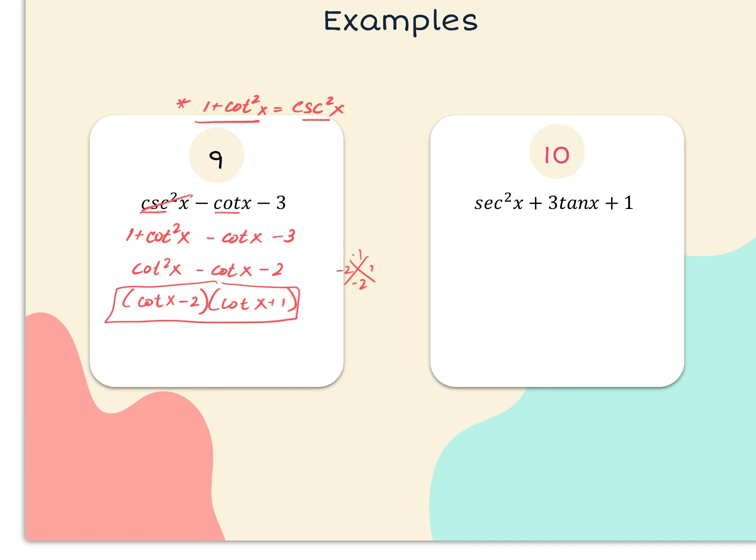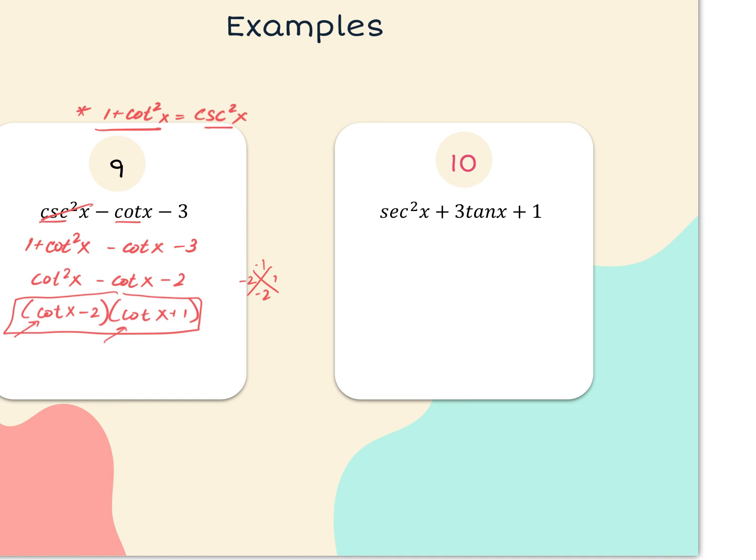And so I'm not going to try to simplify this any further. I'm not going to convert my cotangents to cosine over sine. I don't need to do that. That's fully simplified by factoring. And then again, I go to my last one and I do the same thing.